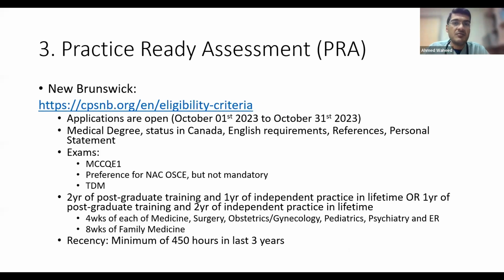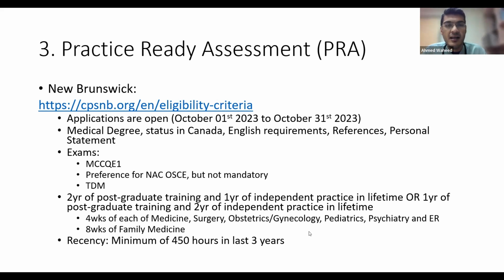Next one is New Brunswick. Right now their applications are open, so if you think that you are eligible, then go ahead, apply. Their deadline is 31st of October, and all of these requirements should be there. Please make sure, including English and all of that stuff. QE1 exam, they say on the website that preference is given, but it's not mandatory.